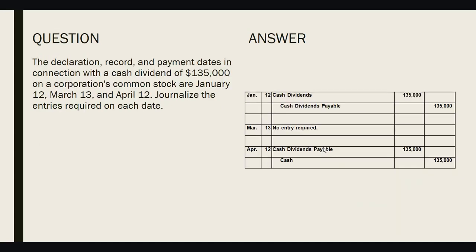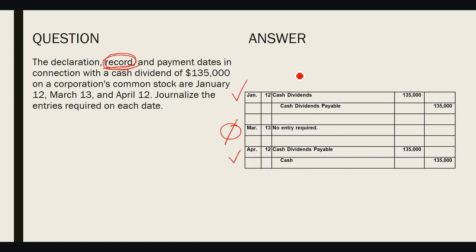In this next one, we want to record the declaration, the record, and the payment dates in connection with a cash dividend. Well, first things first, we do not have an entry for the date of record. This is an internal date where the accountants assess the amount of the shares that are being issued and so forth, but we do not record anything in the journal for that. However, we do record for the date of declaration and the date of payment.